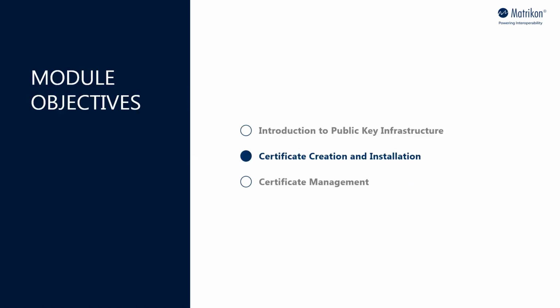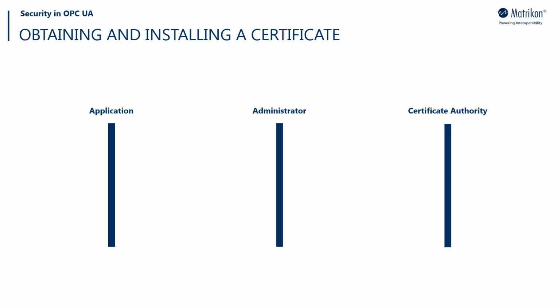In this section, we look at the process for creating and installing an application instance certificate. The administrator installs the application on the required machine, providing the machine name or address and the organization name. Upon installation, the application generates a self-signed certificate. If the administrator deems that this certificate meets the requirements of the system, the process stops here.